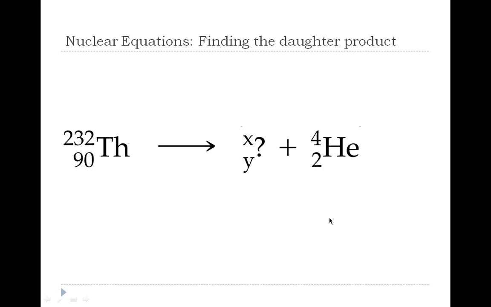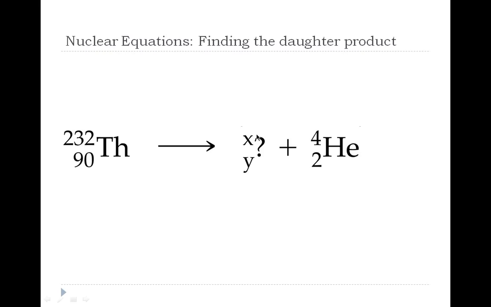So, nuclear equations, finding the daughter product. The best way to do this is to make sure that the masses are equal before and after the nuclear change. So the arrow is the division line between before and after the nuclear change. The parent is thorium. The daughter is what we're trying to figure out, which is the atom thorium changes into after it releases this particle of radiation, which is a helium nucleus, which is called alpha radiation.